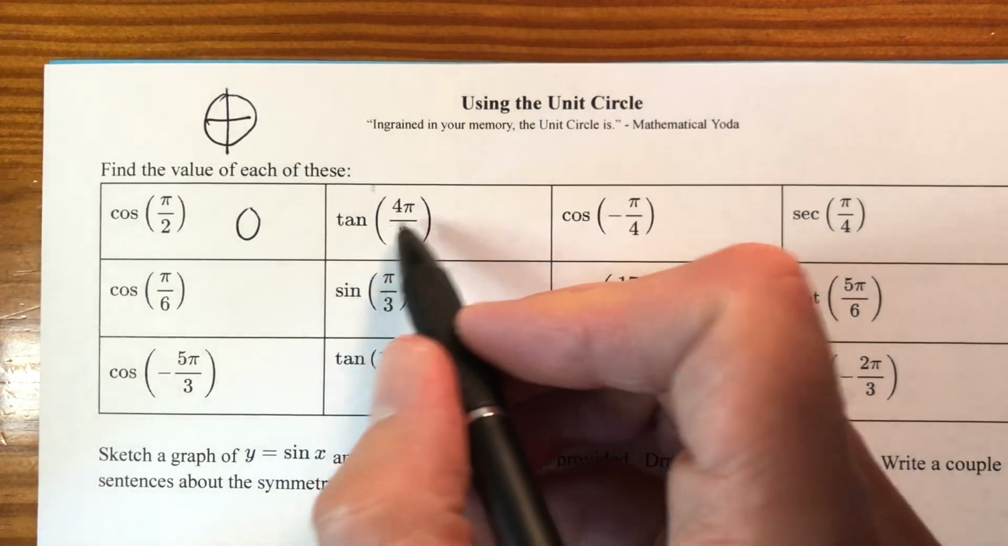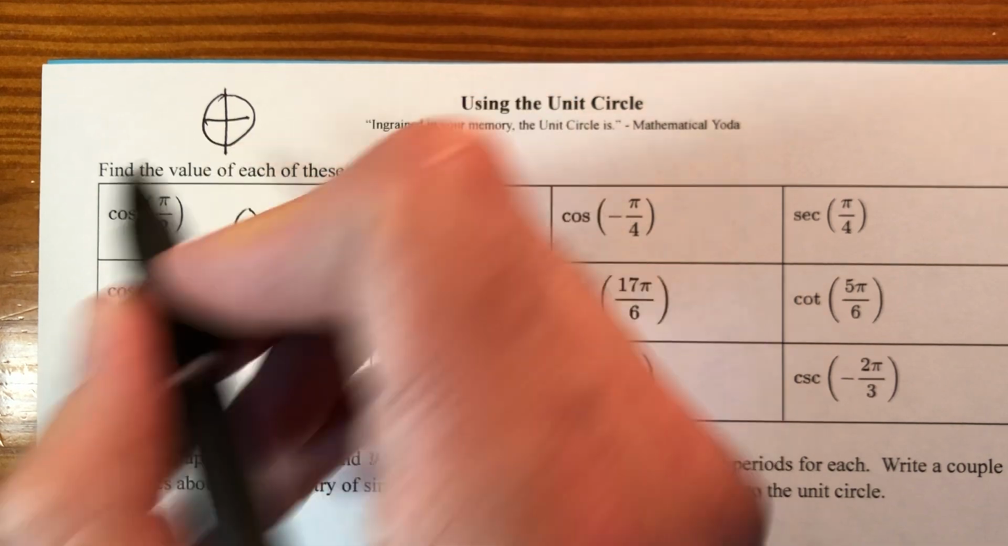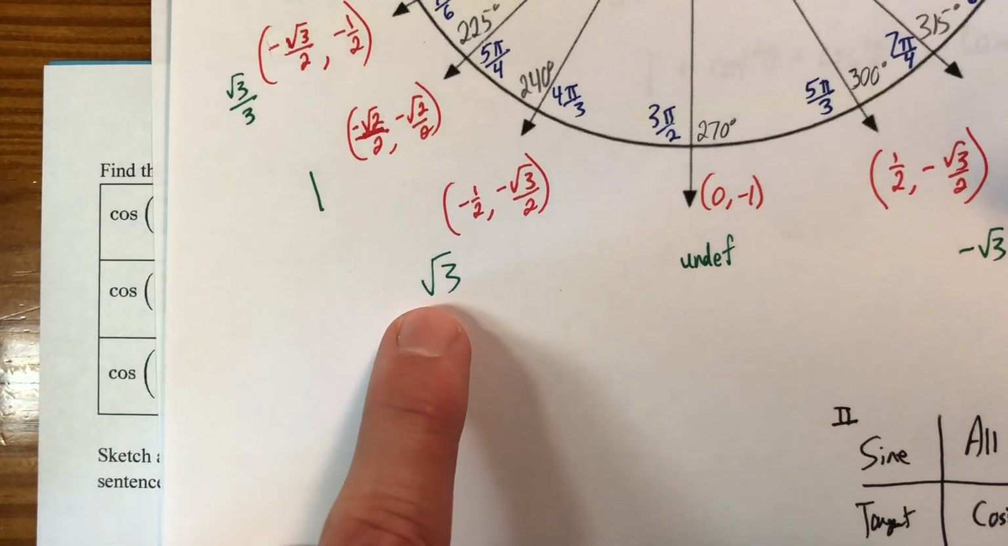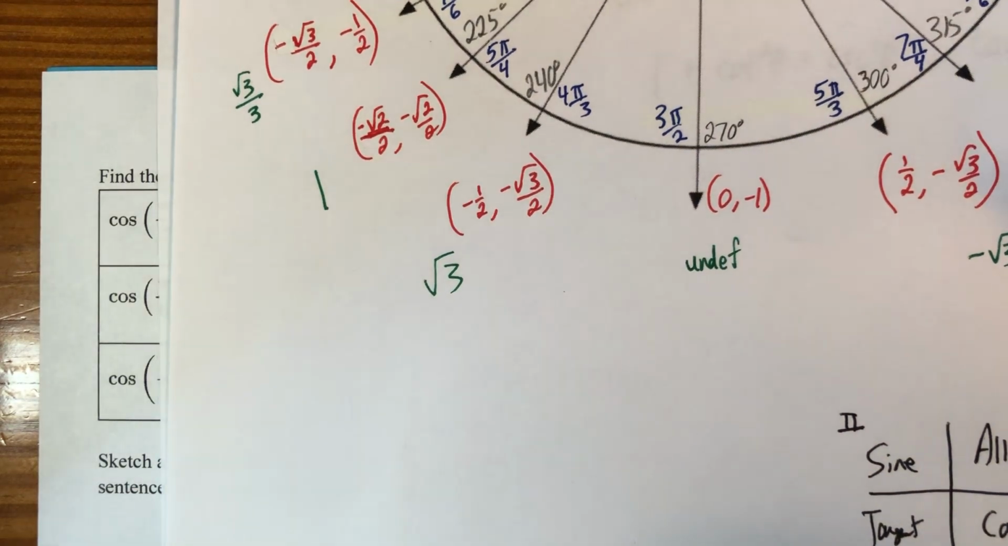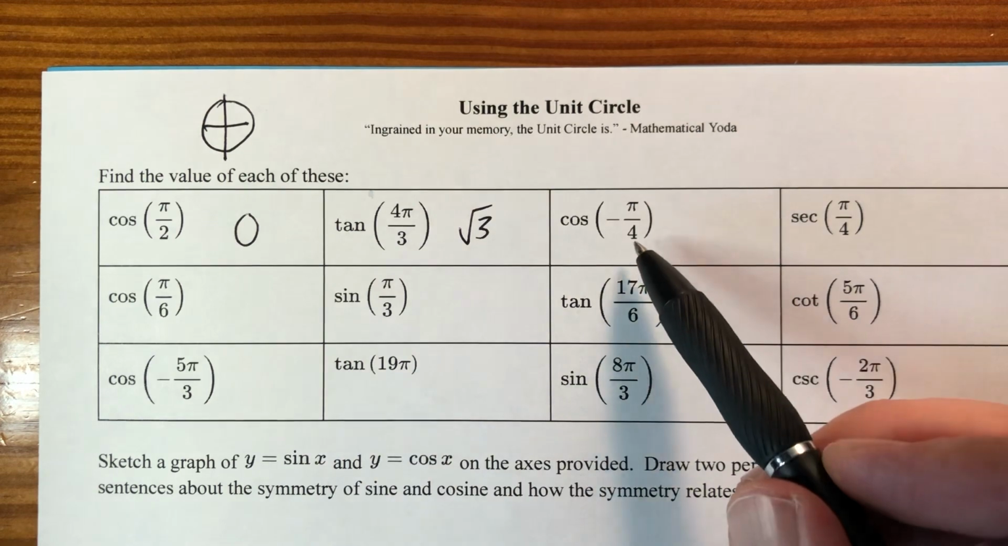All right, tangent of 4 pi over 3. Well, tangent of 4 pi over 3, that's around here somewhere. Feel free to grab your unit circle if you need to. On mine, it is this. 4 pi over 3, tangent is, well, square root of 3. Square root of 3.